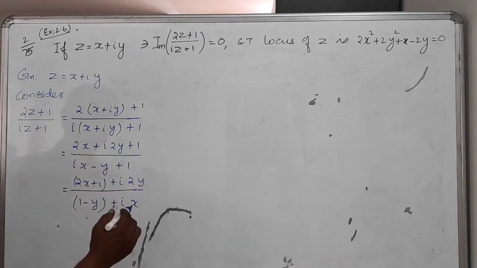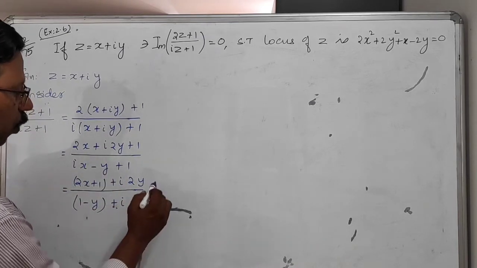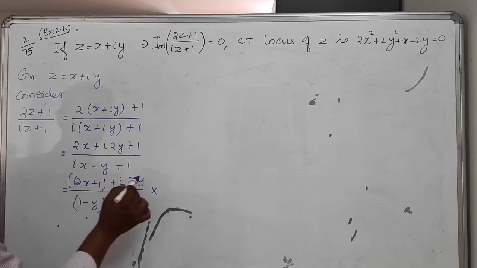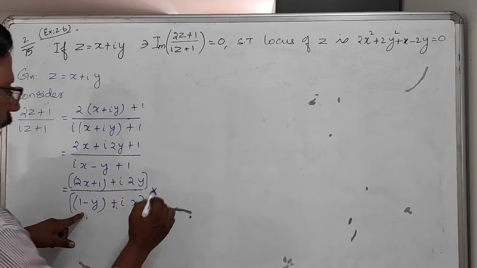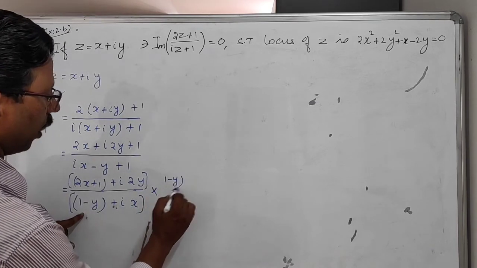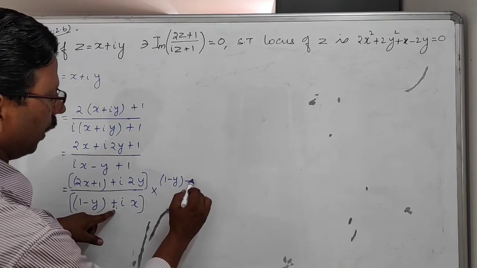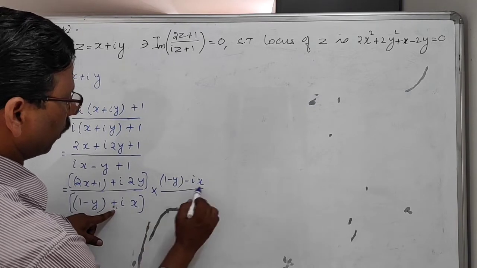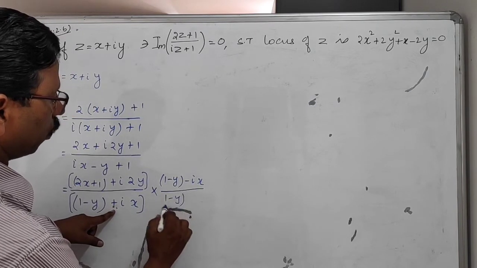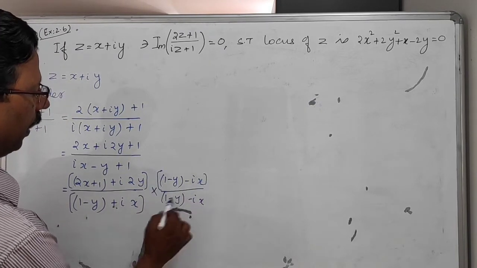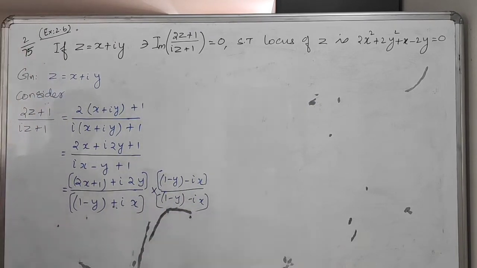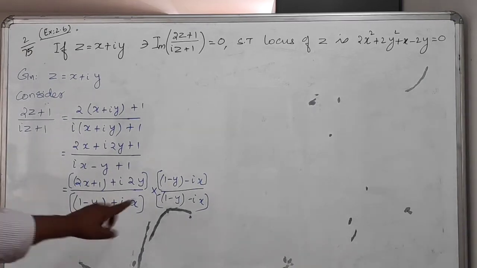Therefore, here itself you can write, the conjugate of the denominator is 1 minus y. This is minus ix, by 1 minus y minus ix. Now we are multiplying and dividing by the conjugate of the denominator.